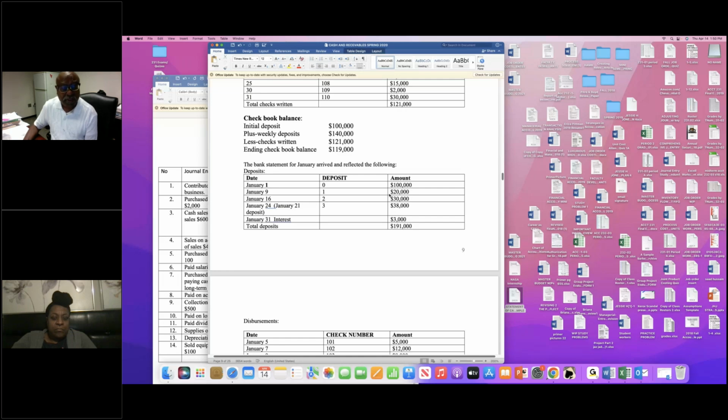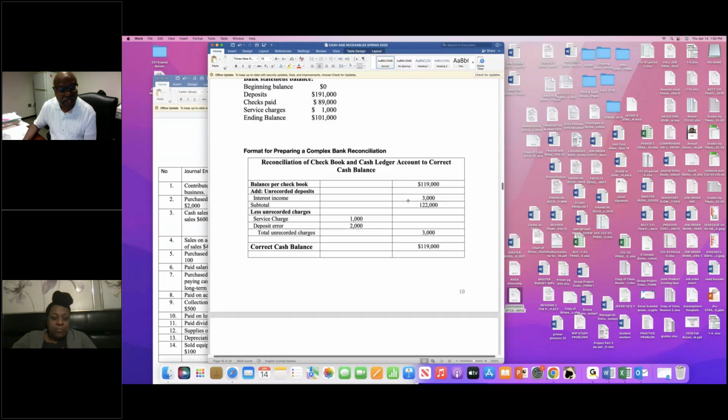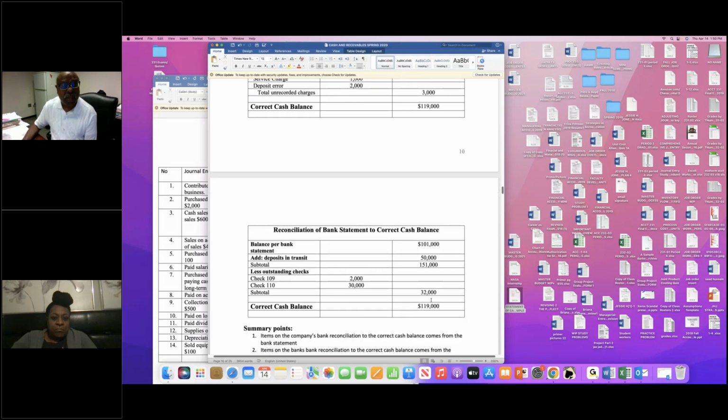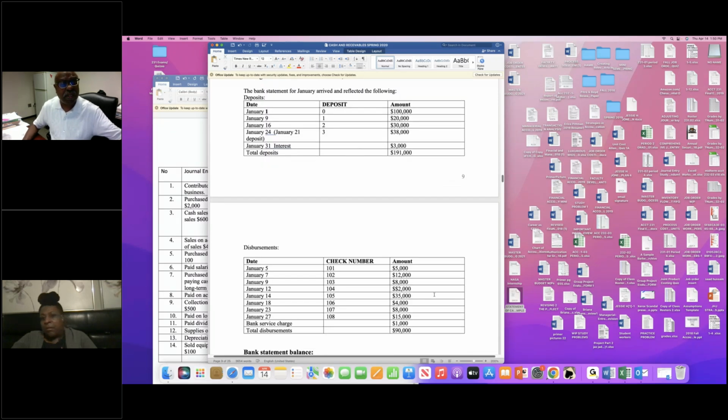So you would add that back. Then those two checks that didn't clear, you're going to subtract those and get 119,000. So was that what we had on the other one? Yes, it was 119,000. Yes.